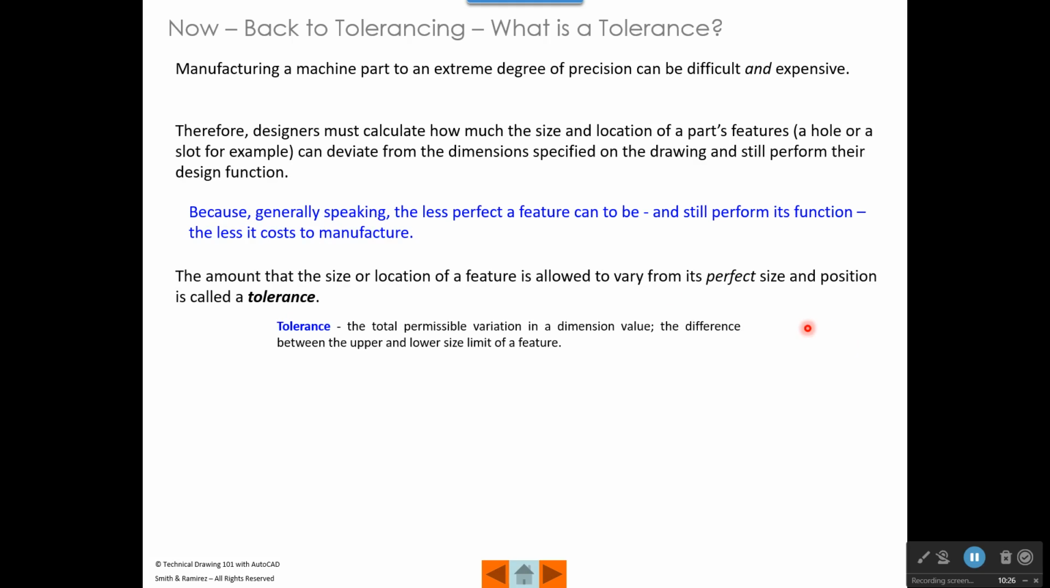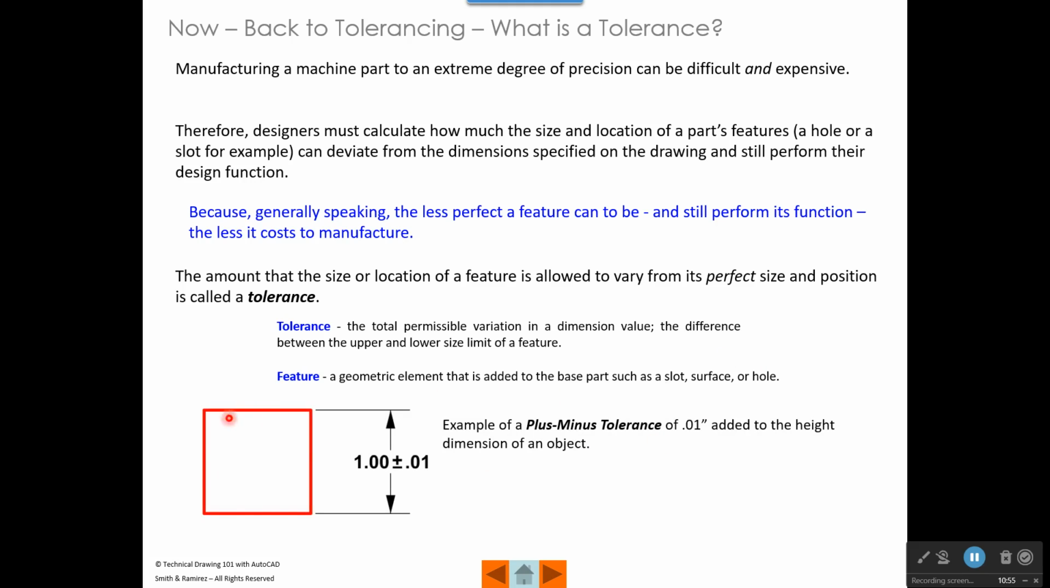In fact, the definition of a tolerance could be the total permissible variation in a dimension value, the difference between the upper and lower size limit of a feature. Now, because I'm using the term feature, maybe I should give a definition of it. A feature is a geometric element that is added to a base part, such as a slot, a surface, or a hole.